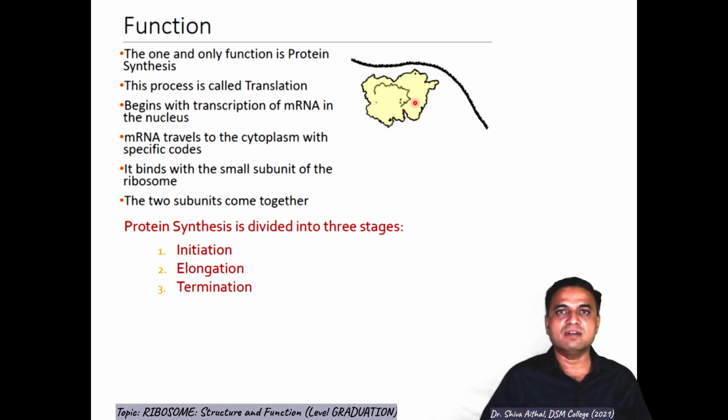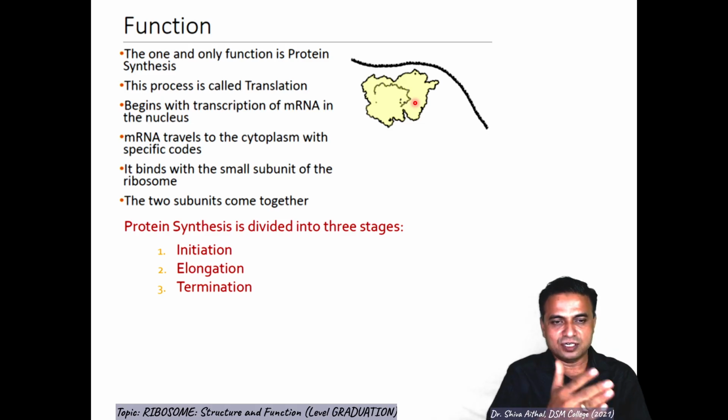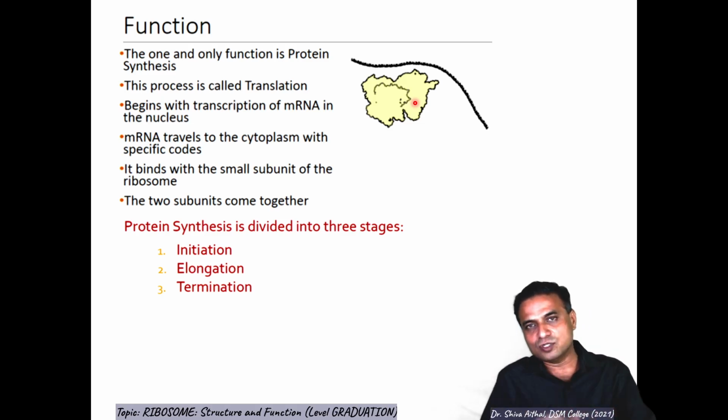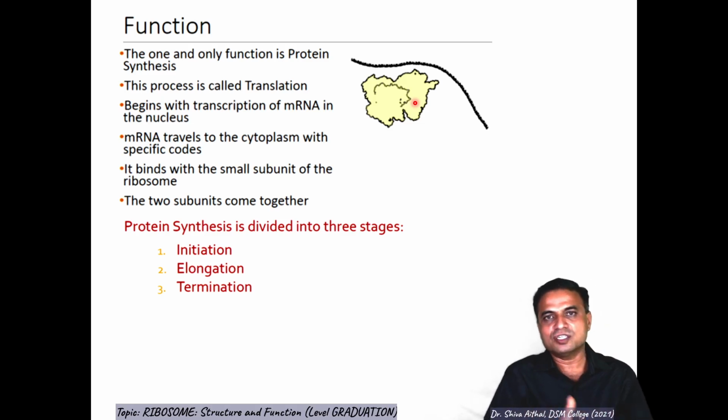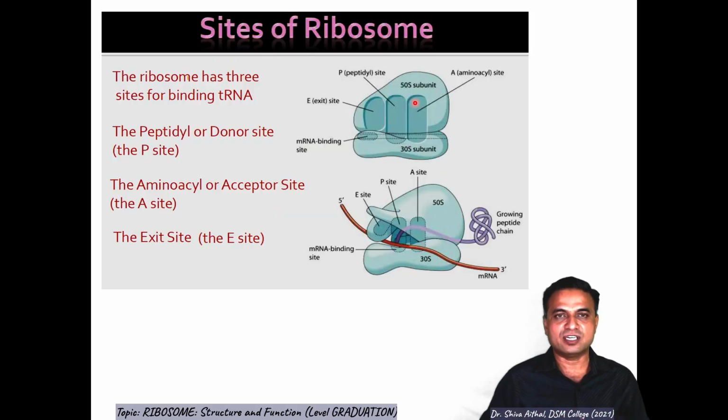In the cytoplasm itself, it starts and it binds with the small subunit of the ribosome, and the two subunits come together and protein synthesis takes place. Protein synthesis is divided into 3 stages: initiation, elongation and termination. So there is initiation, elongation, termination for DNA replication. There is initiation, elongation and termination for transcription, that is formation of mRNA. There is initiation, elongation and termination for translation, that is the protein synthesis. That will be the point for my next lecture. As you can see, I have explained.